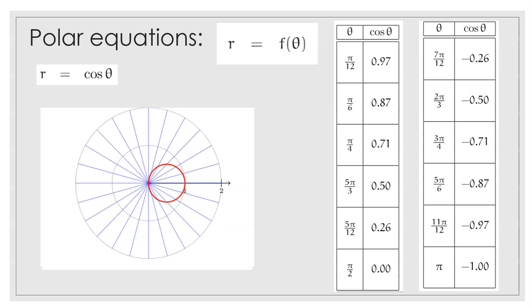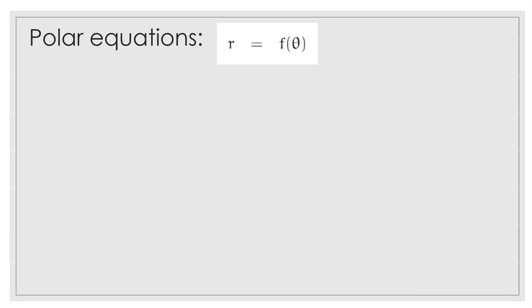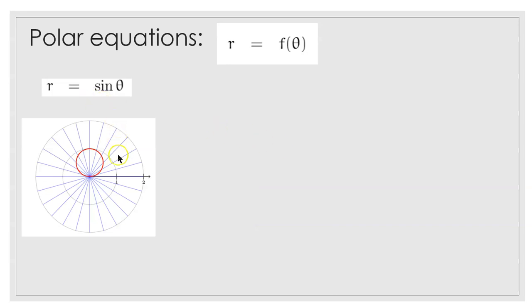Now let's do the same thing with sine. r equals sine theta, we again get a circle, but this time the circle is centered on top of the origin. Look at it, you know what I mean.